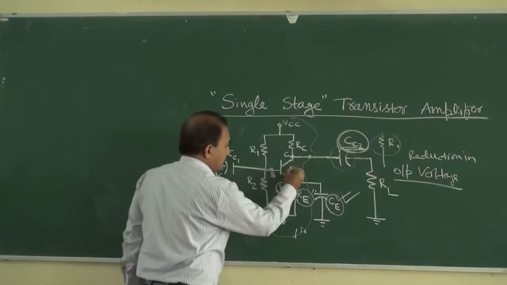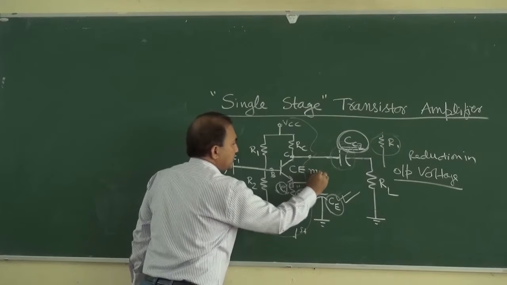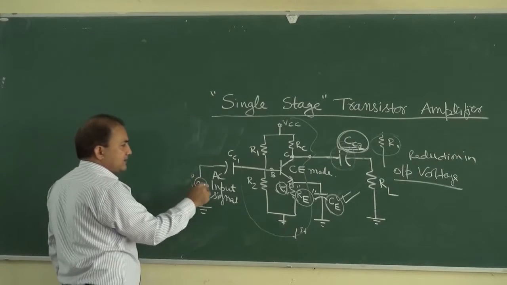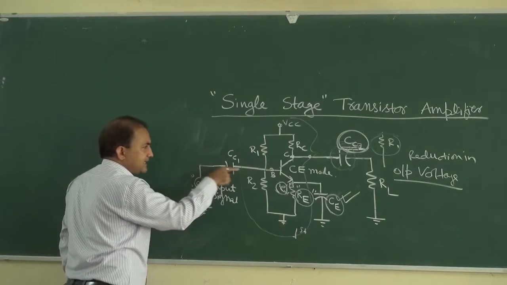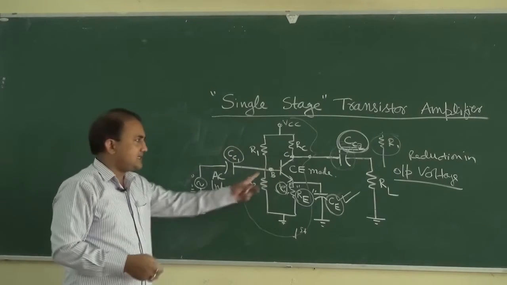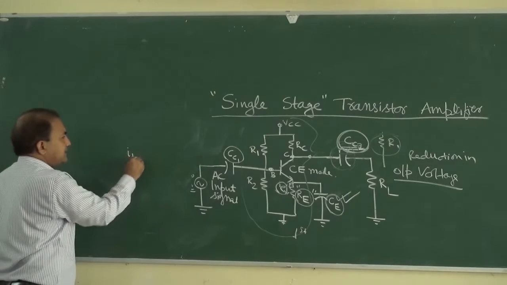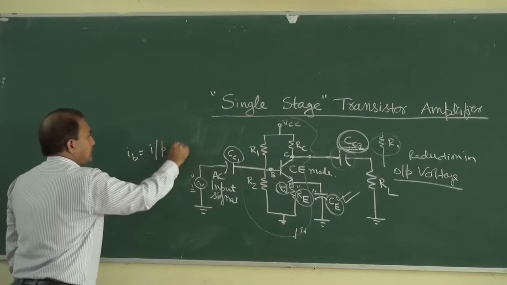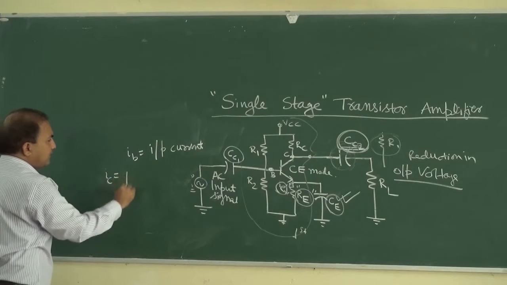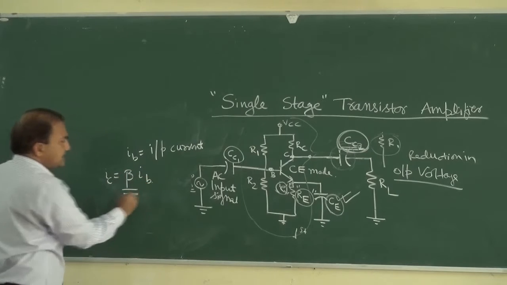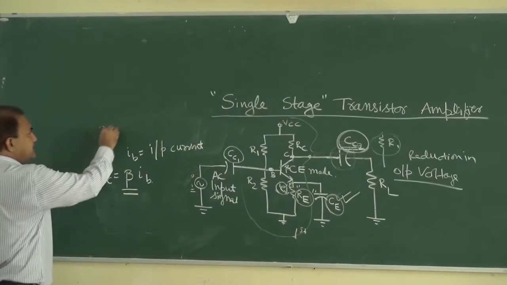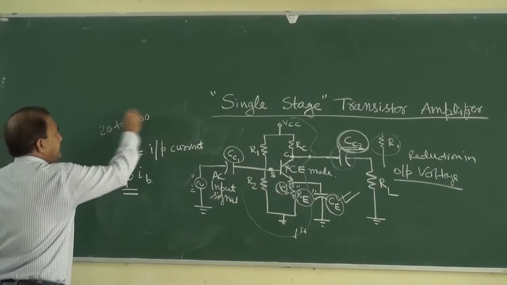And here the BJT is used in common emitter mode. Okay, so how does it amplify? See, the AC input signal is coupled by using this coupling capacitor to the base of this transistor. So IB is the input current, and the output current IC is equal to beta times IB. Generally beta of this transistor is in the range of 20 to 500.